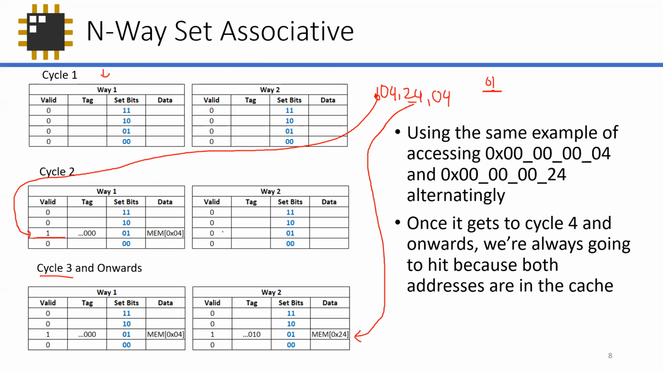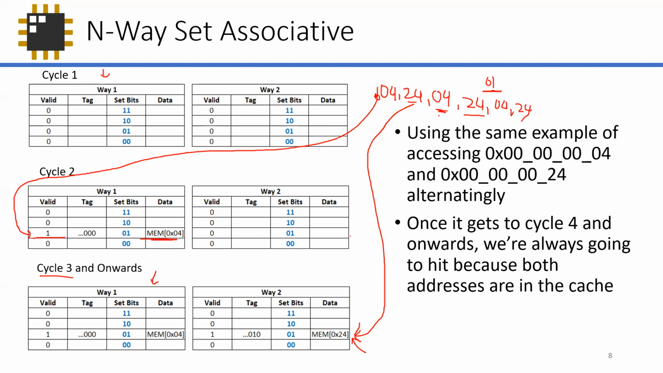And 2, 4, when we're gonna write it, it's still a miss, but that's okay. Because instead of writing it here in way 1, and because we know that way 2 is empty, we write it here in way 2. So if we're gonna continue the pattern 0, 4, 2, 4, 0, 4, 2, 4, right? On cycle 3, when I try to access 0, 4, it's not a miss. It's a hit because it exists in way 1. Now, if I'm going to go to 2, 4 in the next cycle, cycle 4, it will also be a hit because it's in way 2.